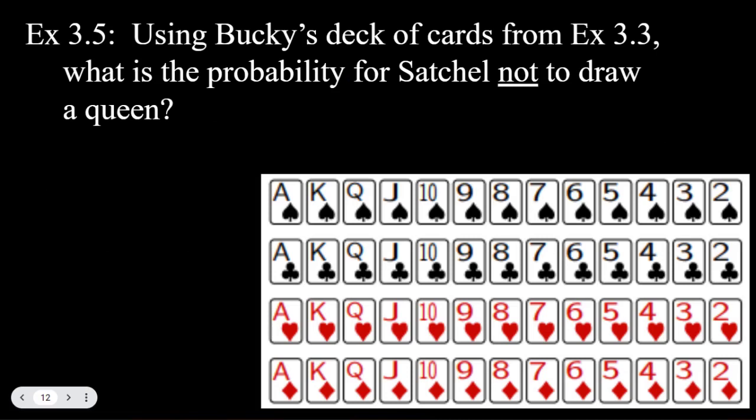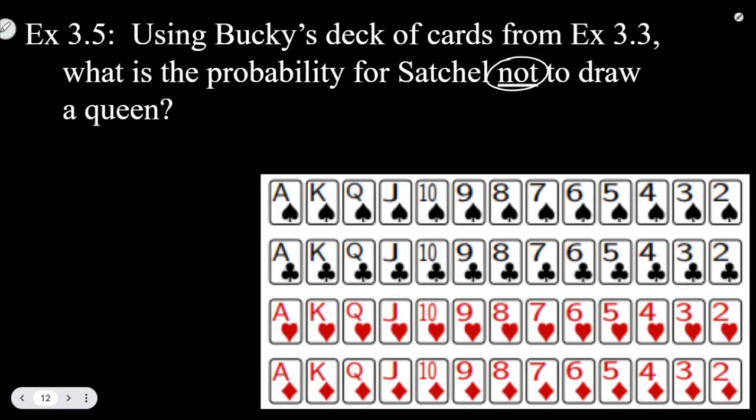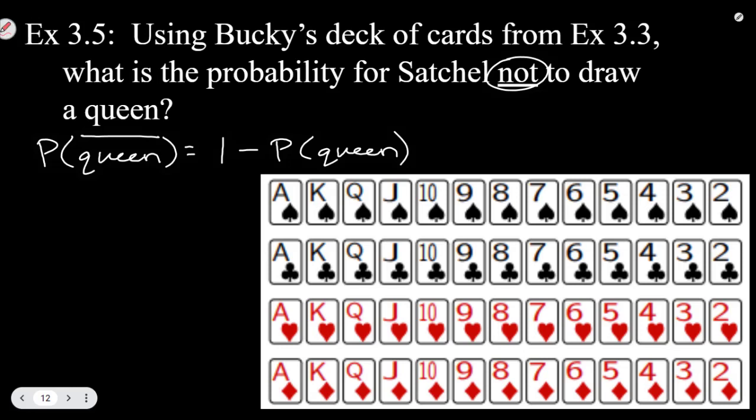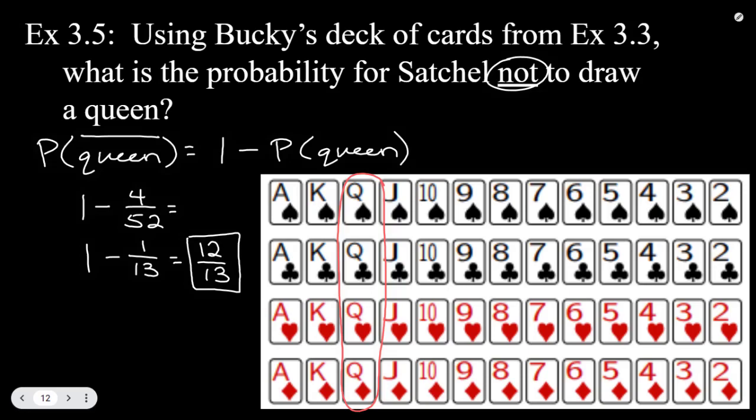Going back to example 3.3, we're looking at example 3.5 now. But our deck of cards from 3.3, you'll have to go back in your notes and look at that. I've got the picture here on the slide. What is the probability for Satchel not to draw a queen? Well, if we think about that word not, we're talking about the complement. So we're talking about the probability of not getting a queen. That means it would be 1 minus the probability of getting a queen. That's our formula for a complement. Remember we have 4 queens. So it would be 1 minus 4 over 52. We know that 4 over 52 reduces to 1 over 13. And if we subtract that, we get 12 over 13. So that would be the probability of not getting a queen if Satchel is choosing a card.